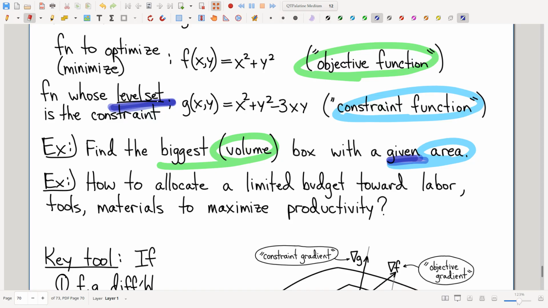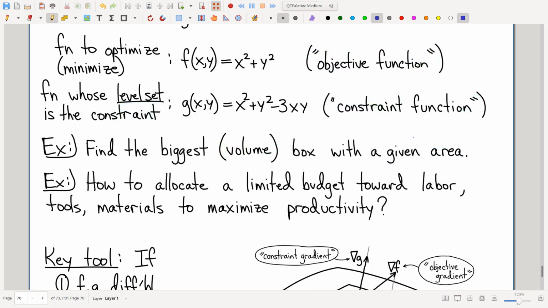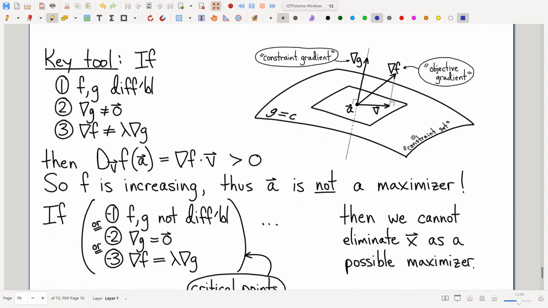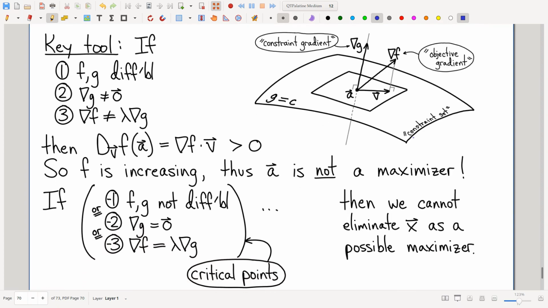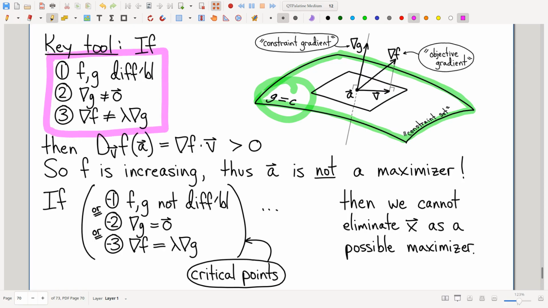All right. And there's another example there y'all can take a look at. We're just short on time, and anyway. Here's the argument. It's another one of these elimination arguments. Suppose we have a constraint written as a level set of some constraint function g. If these three conditions are satisfied, I claim that the function is increasing, and therefore this is not the maximizer that we're looking for.